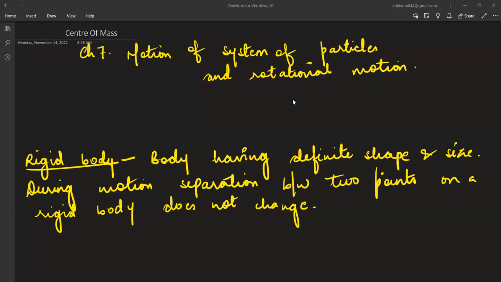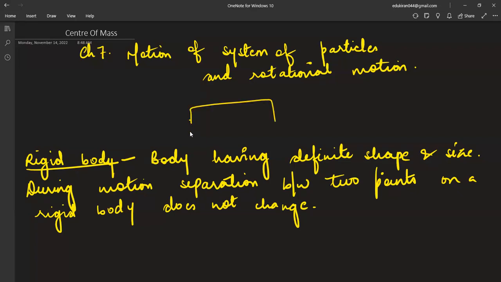But that will come again. We'll be having kinematics of circular motion, that is left. So that we'll be discussing. All right. So motion of system of particles and rotational motion. The first topic that comes into action is rigid body.